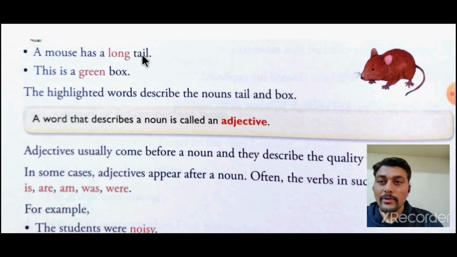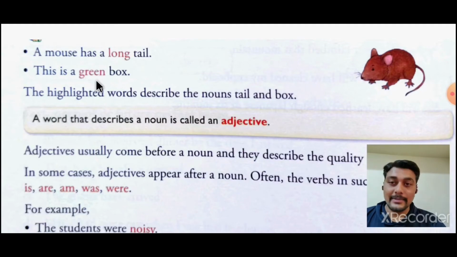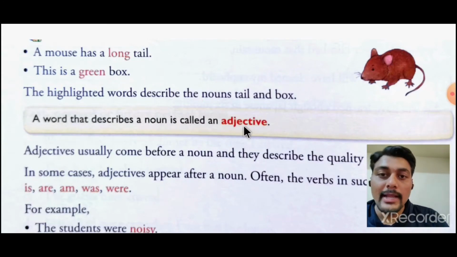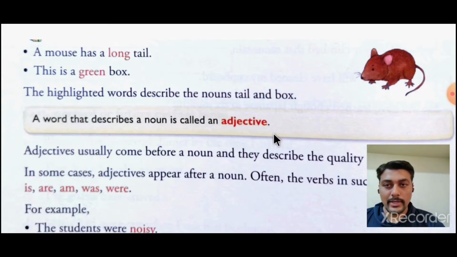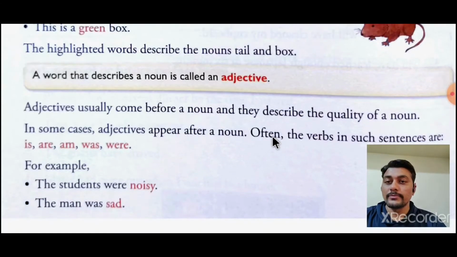This word describes the tail, and the word green describes the box. The tail is long, and the box is green in color. So the definition in a simple sentence: a word that describes a noun is called an adjective. Please remember this definition.